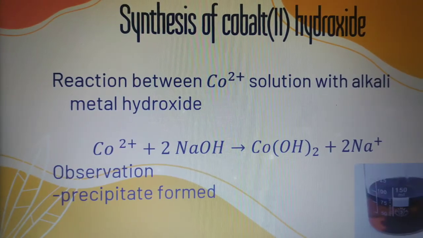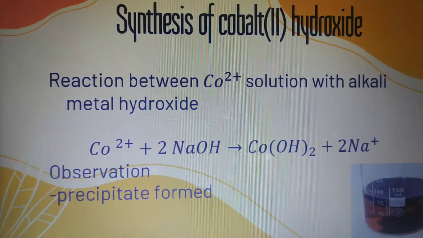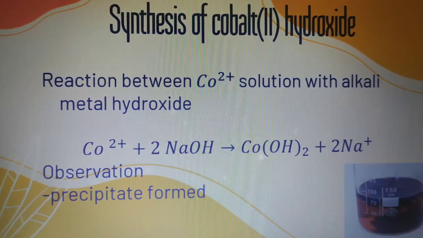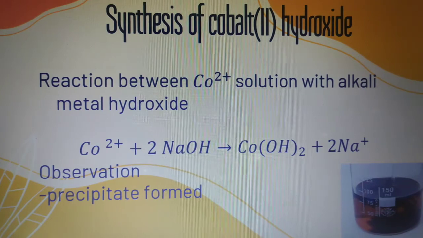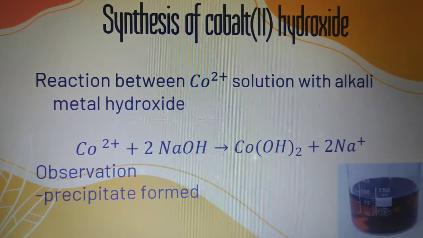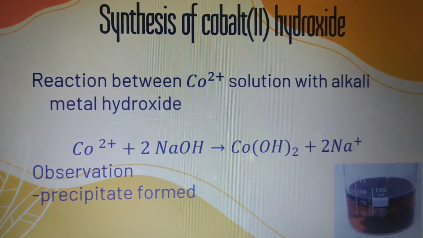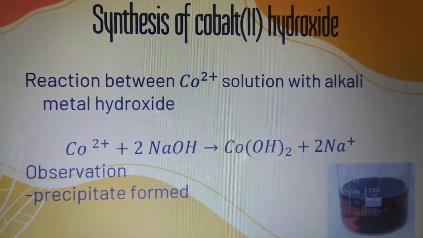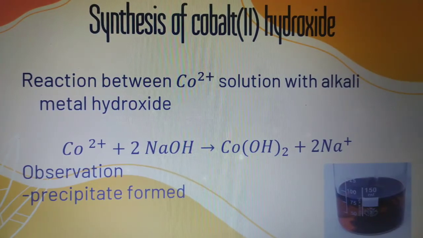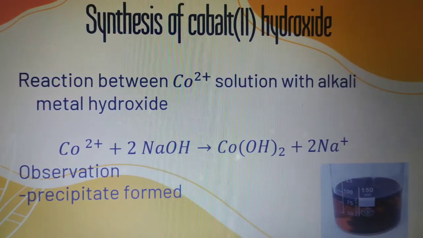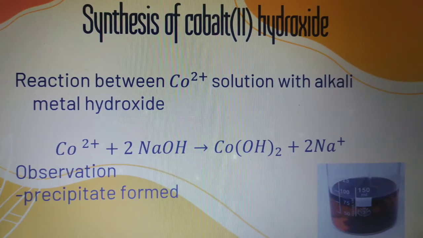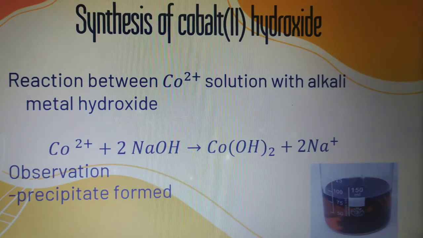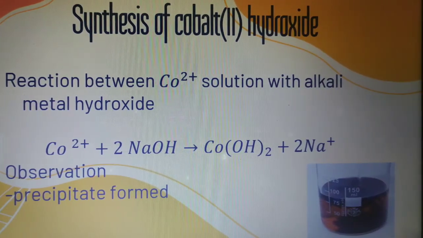Besides, cobalt 2 hydroxide can be produced by reacting a cobalt 2 ion solution with an alkali metal hydroxide. In this experiment, we can see that cobalt 2 hydroxide is formed with the sodium ion. We can observe that a precipitate is formed. The precipitate formed is the cobalt 2 hydroxide.